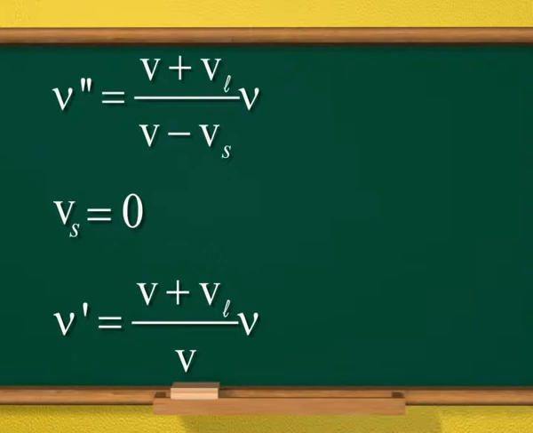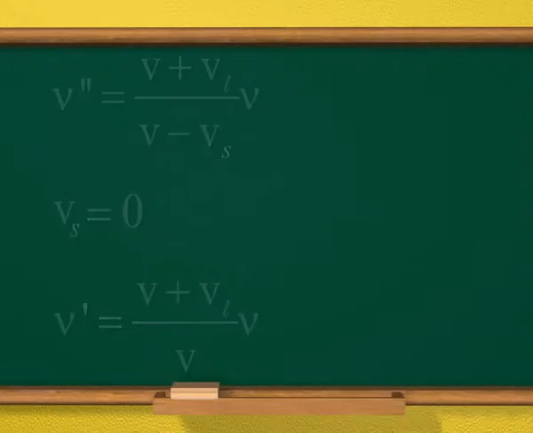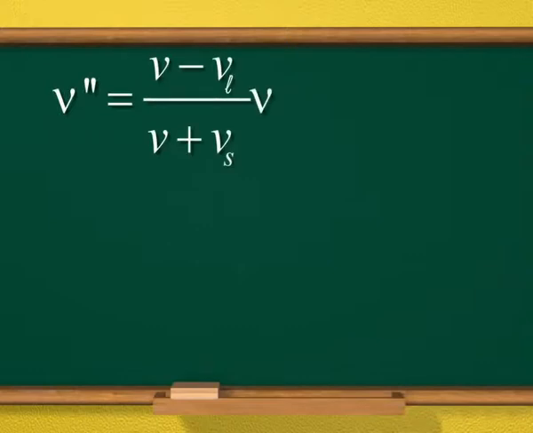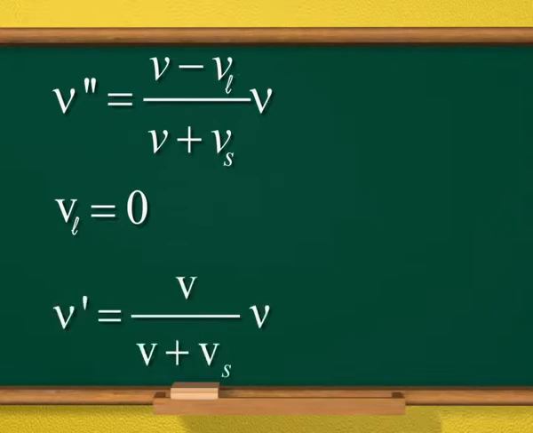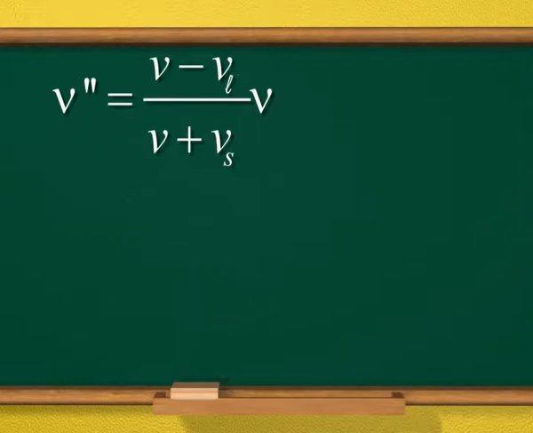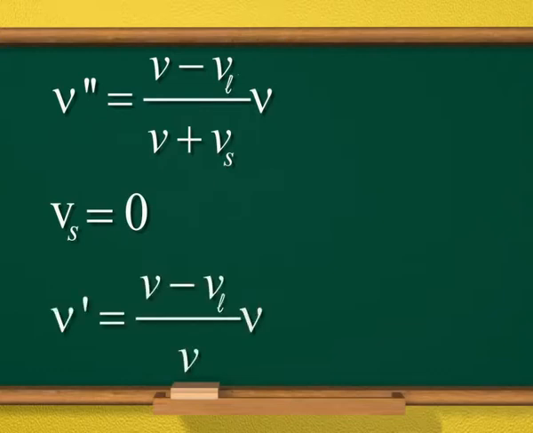Similarly, when source of the sound and the listener both are moving away from each other, then the apparent frequency nu double dash is equal to V minus VL upon V plus Vs into nu. If the listener is at rest and the source is moving away from the listener, then the apparent frequency nu dash is equal to V upon V plus Vs into nu. On the other hand, if the source is at rest and the listener is moving away from the source, then the apparent frequency nu dash is equal to V minus VL upon V into nu.